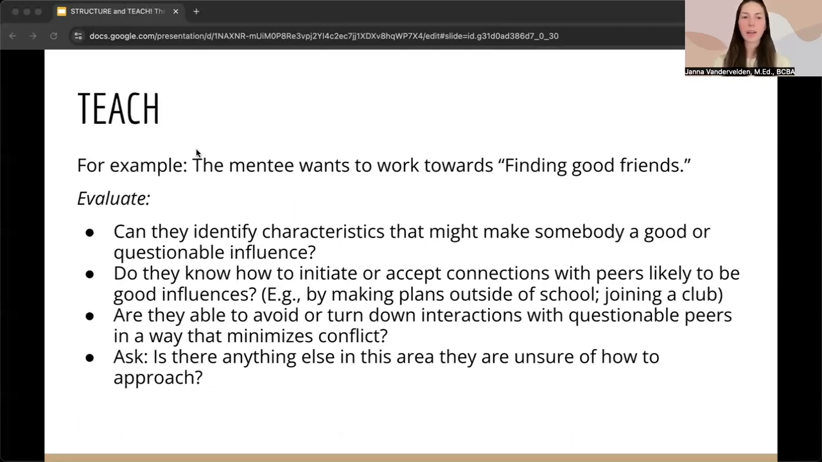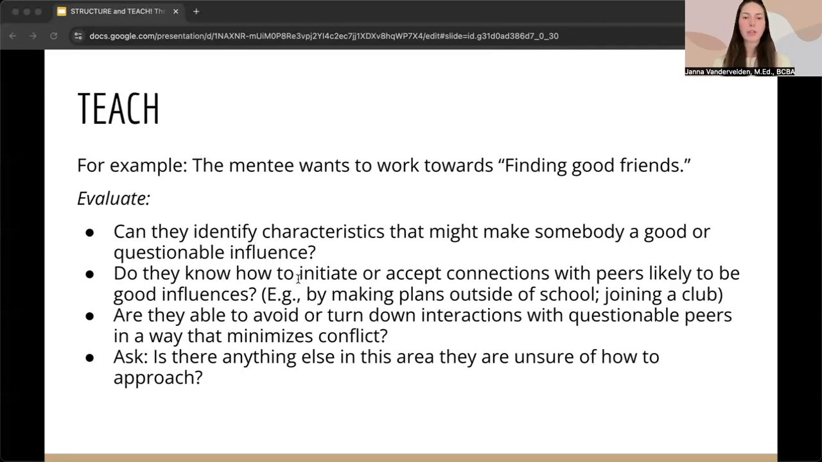Can they identify characteristics that might make somebody a good or a questionable influence? Are there peers they know of who share their interests? If not, do they know how to find them? Do they know how to initiate or accept connections with peers who are likely to be good influences? For example, by making plans outside of school or joining a club? Are they able to avoid or turn down interactions with questionable peers in a way that minimizes conflict? You could also ask them, is there anything else in this area they are unsure of how to approach?